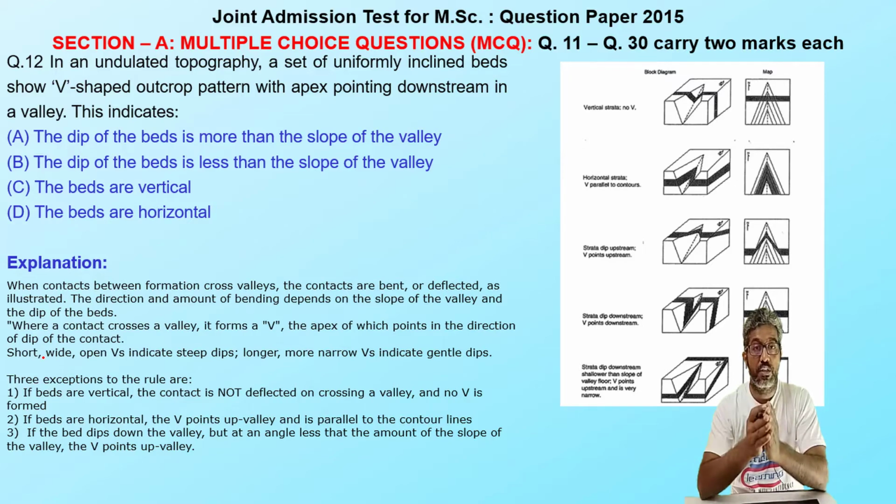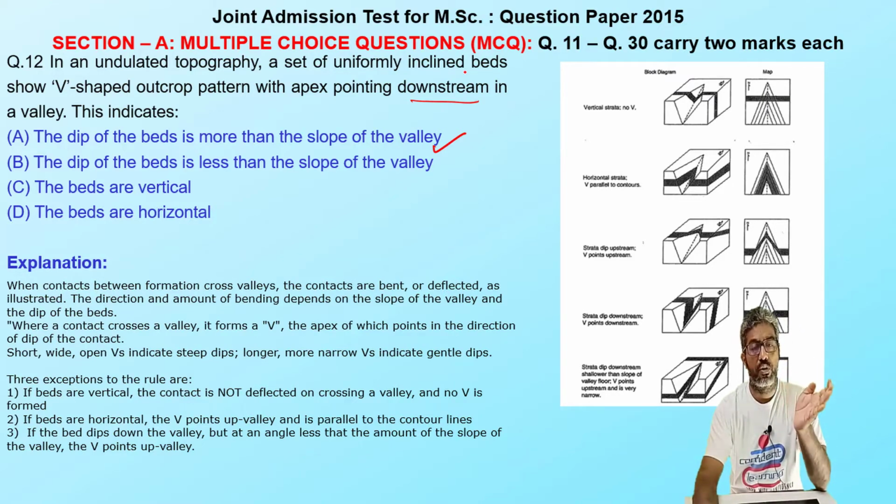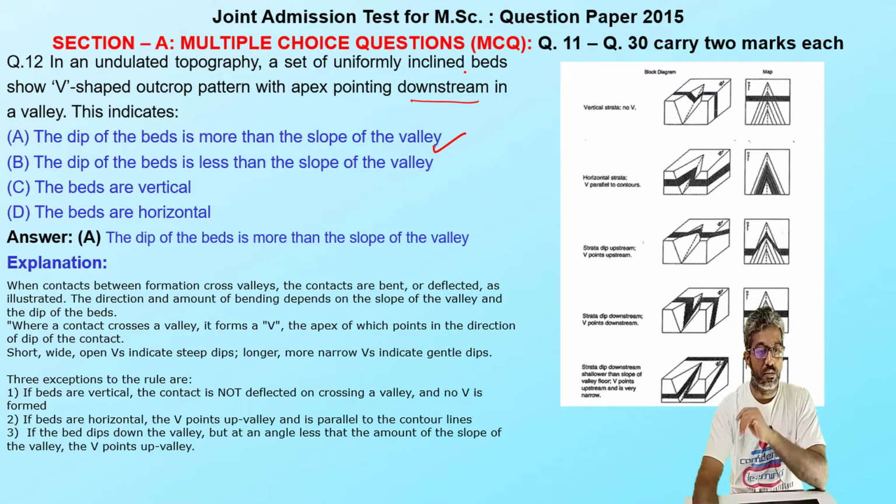There is a simple, clear statement given in Marcia and Mitra. If you read that book, maybe page 28 to 29, you will clearly get the answer. Directly you can get the answer that the dip of the bed is more than the slope of the valley if it is a V shape pointing downstream. So there's nothing more. You can easily point out what exactly the answer is.